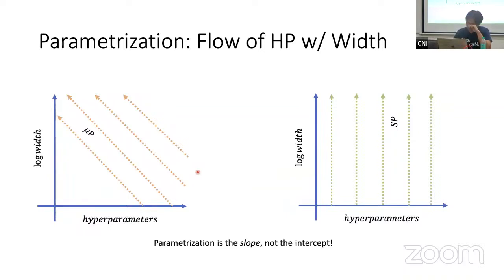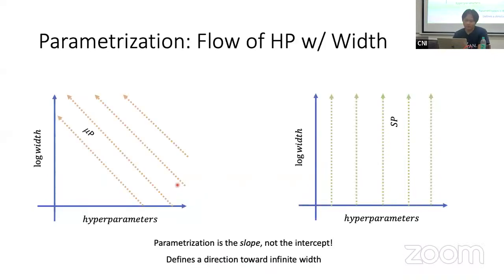So in this kind of geometric and graphical intuition, parameterization is like a slope of this flow, and it's not an intercept, right? It's not like a particular value at width 1024. And it defines the direction toward infinity.